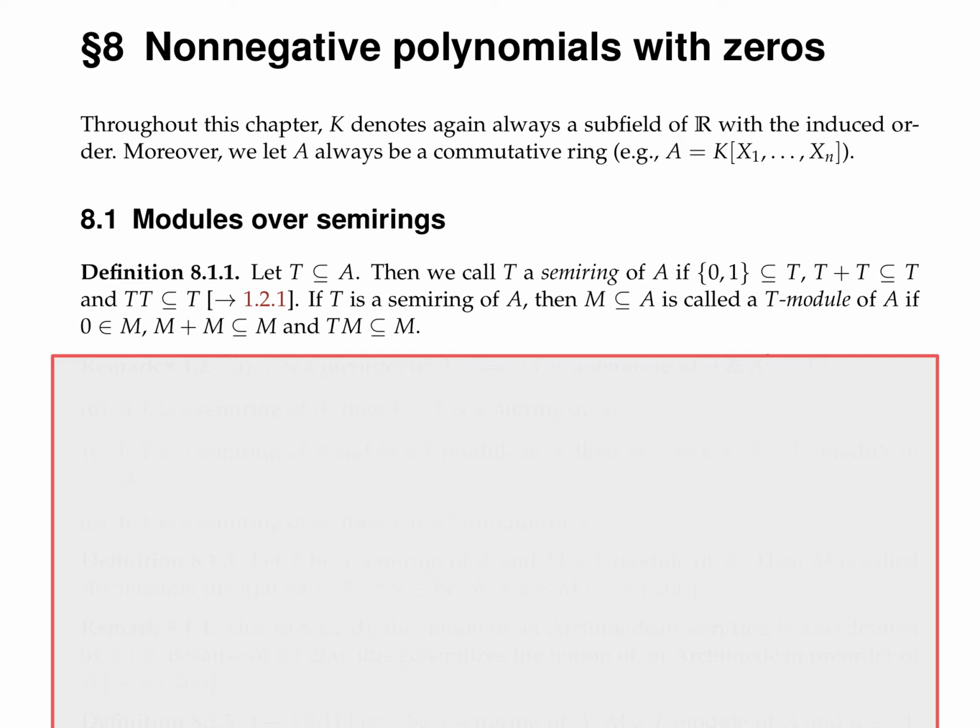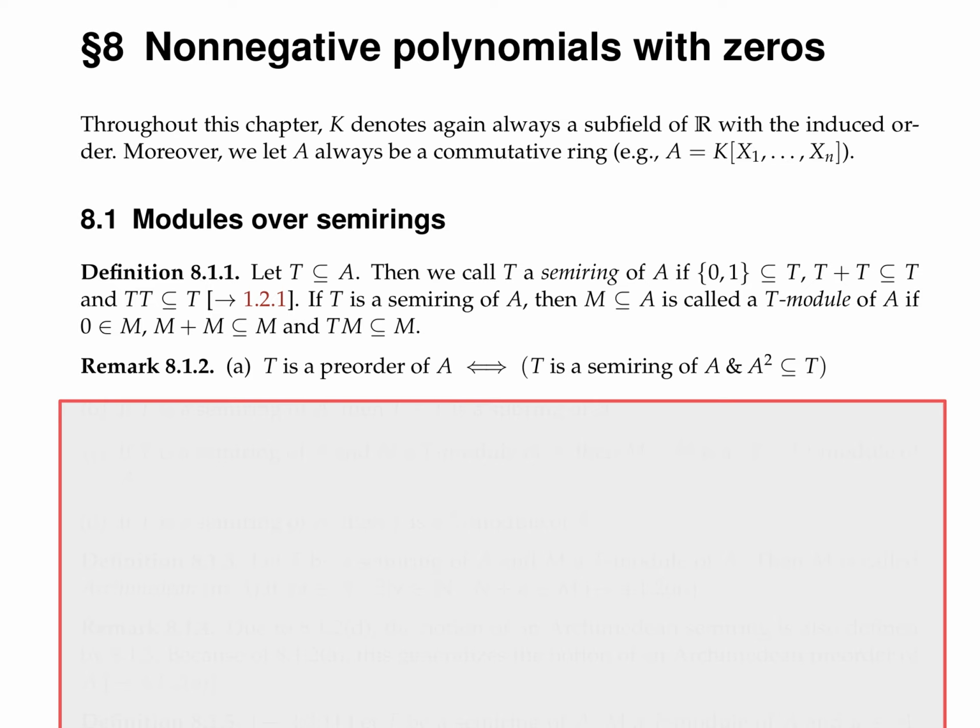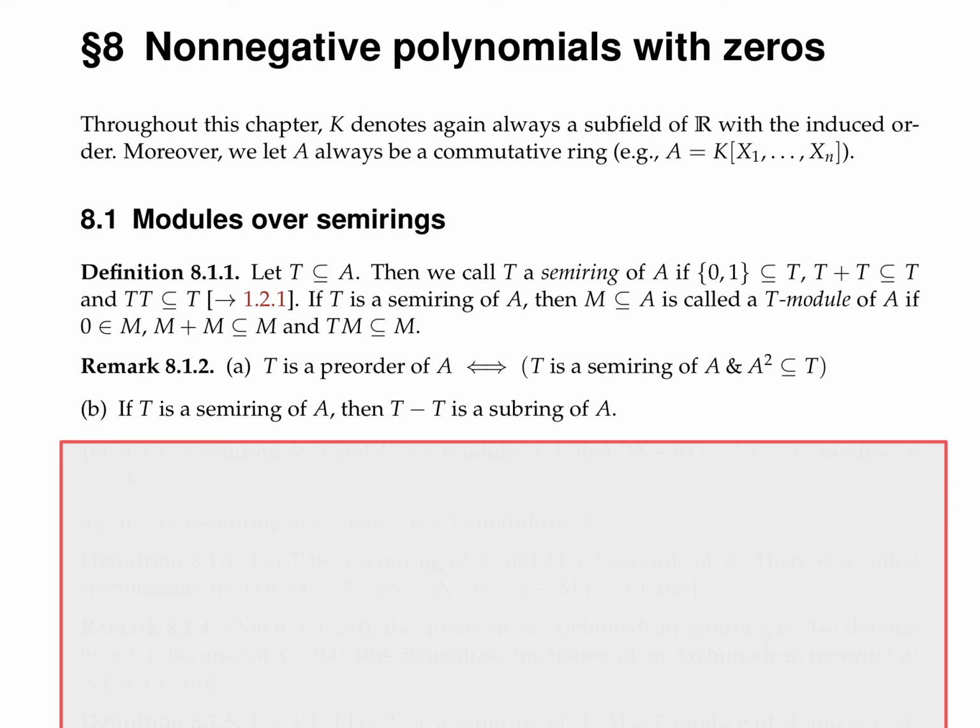Okay. So remark 8128: T is a preorder of A if and only if T is a semiring that contains all squares. And as I said, 0 and 1 are squares anyway, so they are already contained. If T is a semiring of A, then T minus T, the set of all differences of elements of T, is a subring of A.